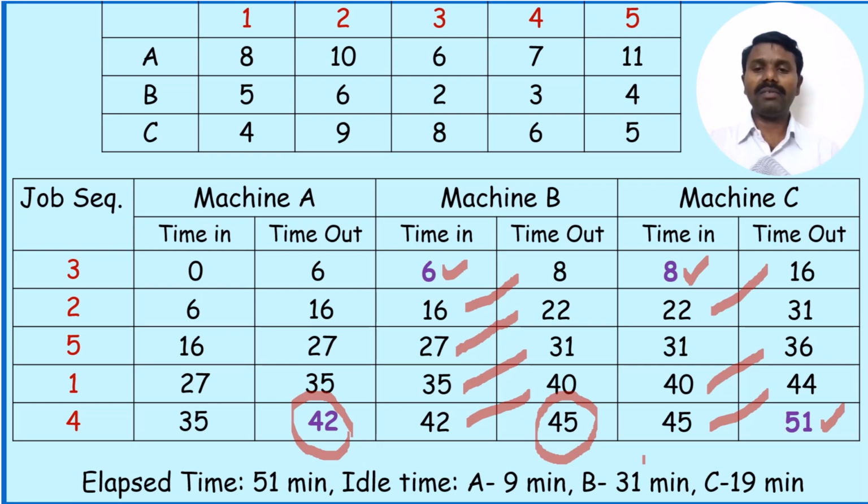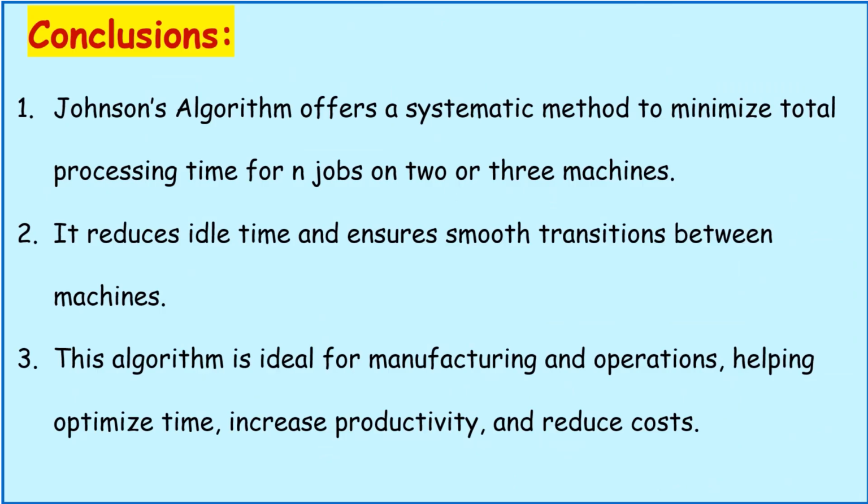And finally I wanted to conclude that Johnson's algorithm offers a systematic method to minimize total processing time for n jobs on 2 or 3 missions. It reduces idle time and ensures smooth transition between missions. This algorithm is ideal for manufacturing operations, helping optimize time, increase productivity, and reduce cost.